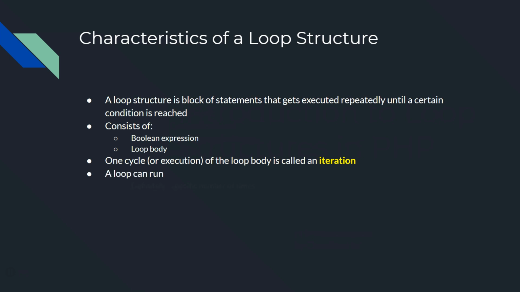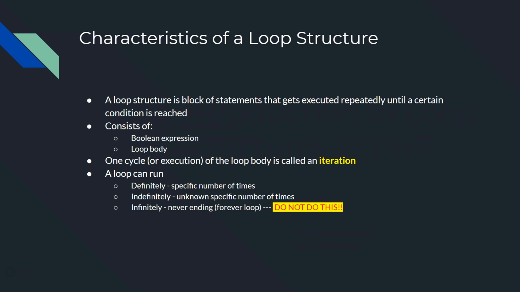So a loop can run definitely. This means that you have a specific number of times that the loop will run. It can be run indefinitely. This is with an unknown specific number of times. This usually occurs when you are dealing with an event-based type of situation. And then you have this infinitely, something you don't want to do. An infinite loop is sometimes called a never-ending loop or a forever loop or endless loop, whatever you call it. Okay, so prevent that from happening unless you intentionally want to do that.